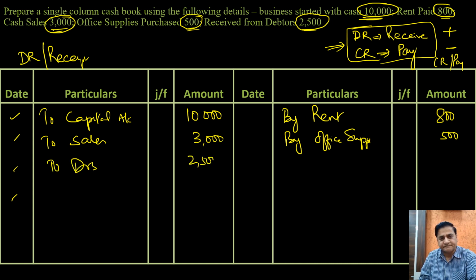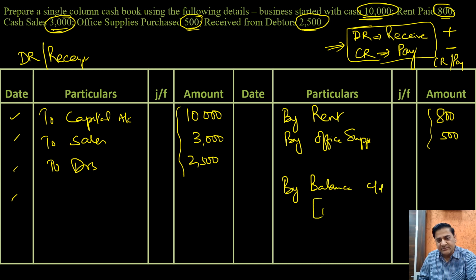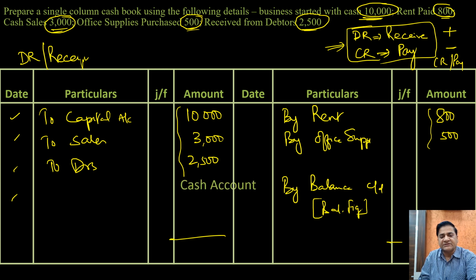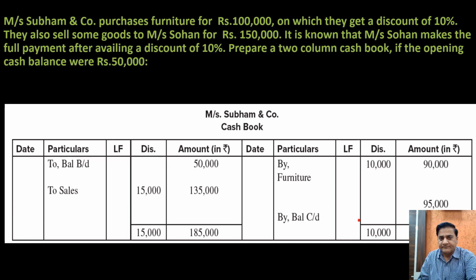2,500. So I have received cash of 15,500 and paid cash of 1,300. Whatever the balance is, I would be recording the balance here. This is nothing but the balancing figure. This is how I prepare a cash book, which would be a single column cash book or the cash account. Clear?